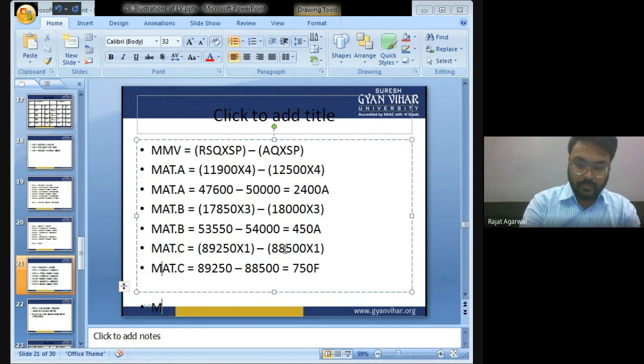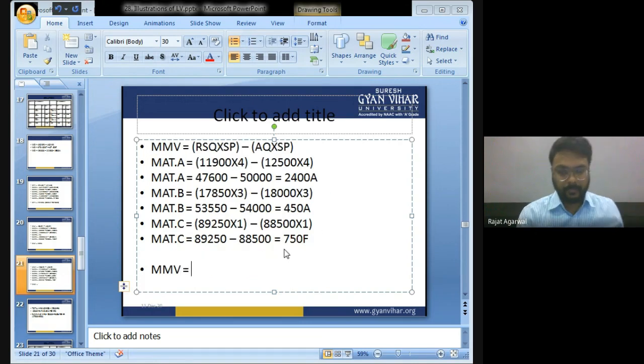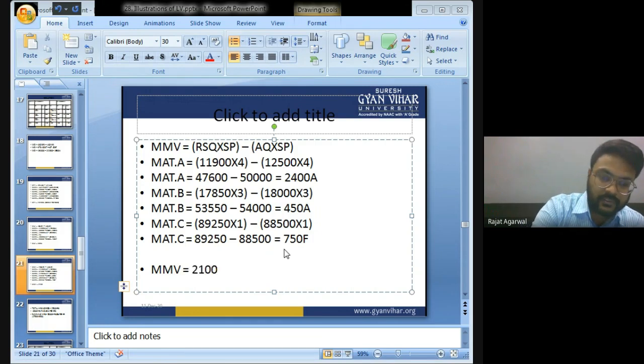Now, material mix variance. 2,400 adverse plus 450 adverse minus 750 favorable is 2,100 adverse. That is 2,400 plus 450 minus 750.